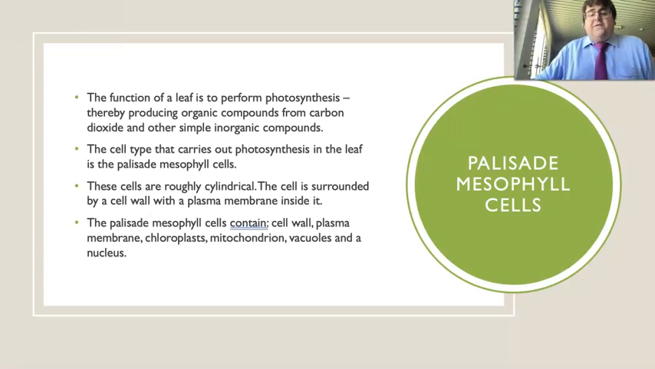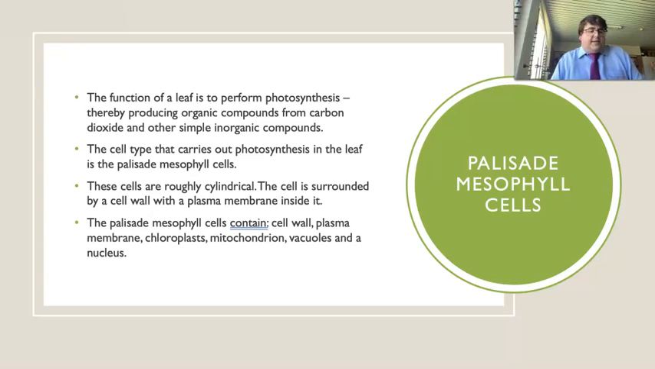Moving on to the Palisade mesophyll cells. Now, Palisade mesophyll cells, as I said before, they're found inside leaves, and the function of a leaf on a plant is to perform photosynthesis, thereby producing organic compounds from carbon dioxide and other simple organic compounds. We'll talk about that later on in the topic. But for example, the Palisade mesophyll cells, they carry out photosynthesis in the leaf. So basically, that is their job.